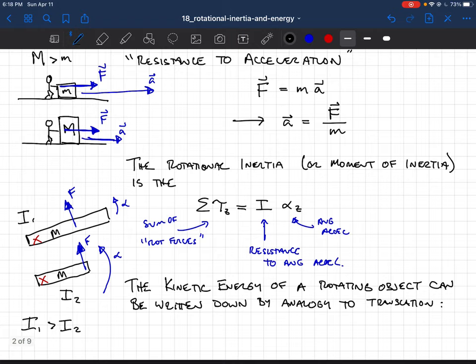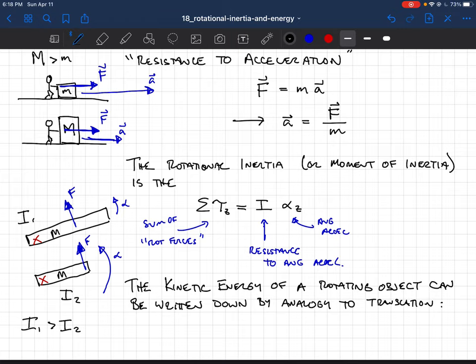So we'll see exactly how to define that rotational inertia in a moment, and I'll try and show you some examples, some experiments that you can do where you can actually feel the difference in the rotational inertia. But that's the qualitative idea there.